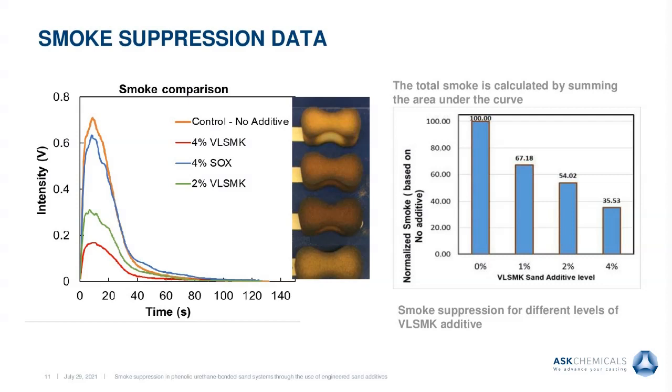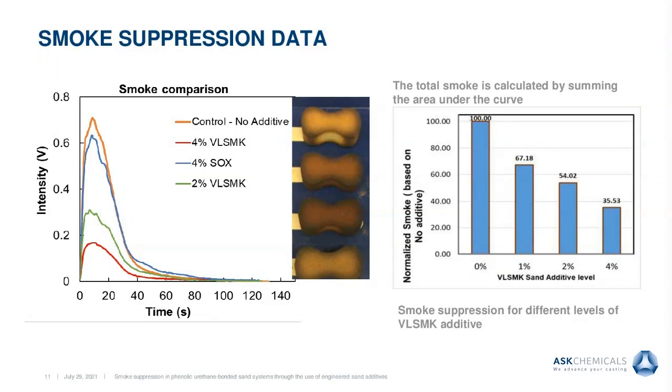So let's look at some real data. We analyzed 4 samples. I'm showing the picture of each of the pyrolyzed dog bone specimens at different conditions. We have a control sample, which is the no additive. We always have that there for comparison. We have 2 levels for the dual engineered sun additive, DLMSK, 2% and 4%. And we also add a commercial sun additive just to have another comparison point.